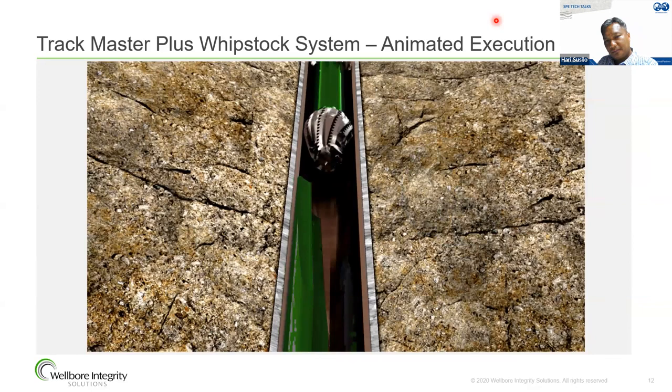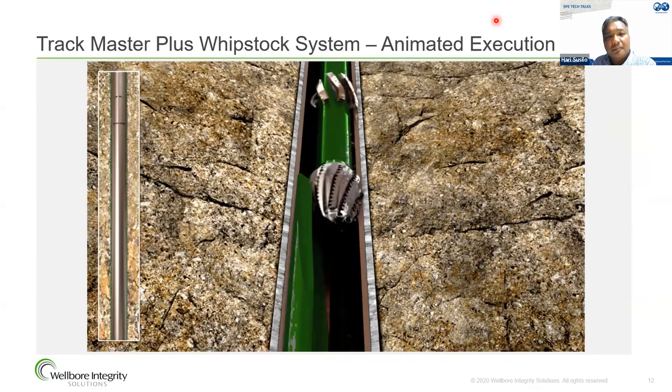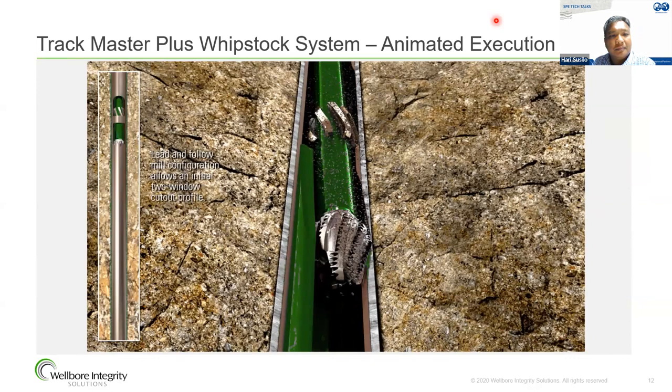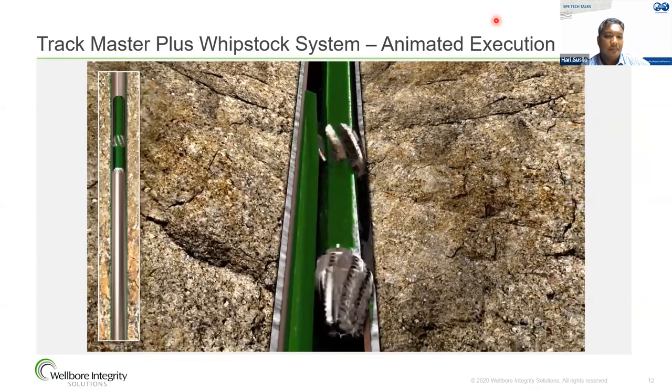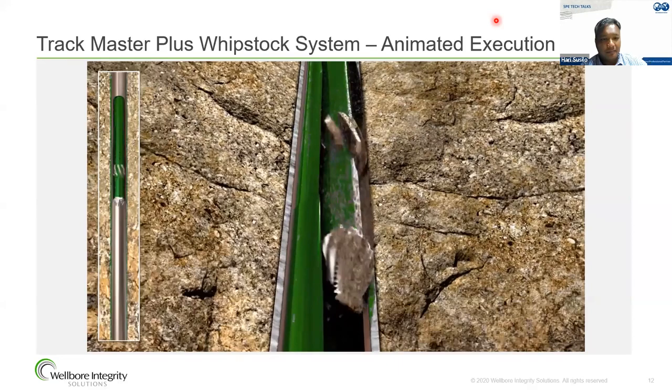The milling assembly is lowered slowly and rotation commences. The full gauge lead mill and follow mill initiate a two-window cutout profile. The unique milling geometry also ensures that the follow mill elongates the full gauge window length. As the lead mill approaches the special mid-ramp profile, it accelerates quickly past its center point on the casing wall. This prevents damage to the mill and ensures continued milling efficiency.